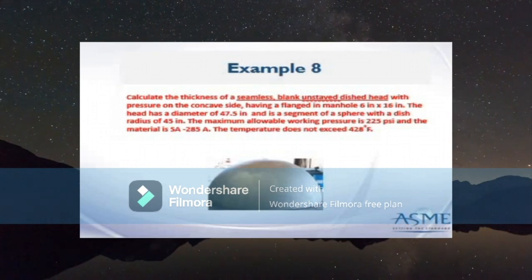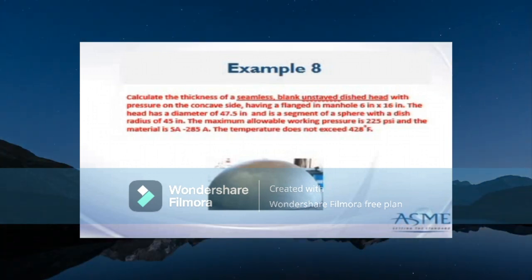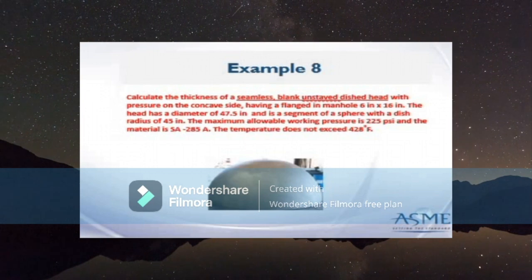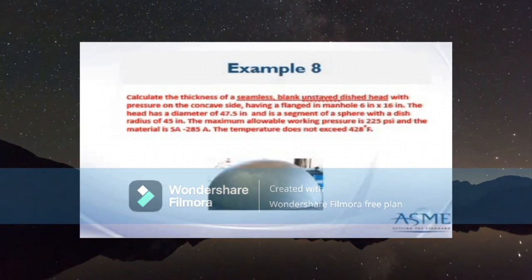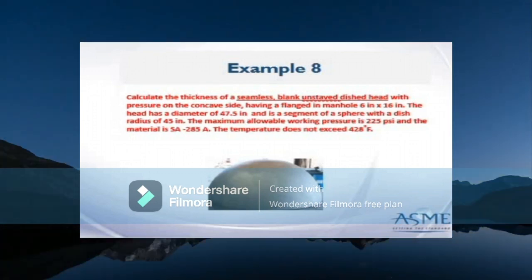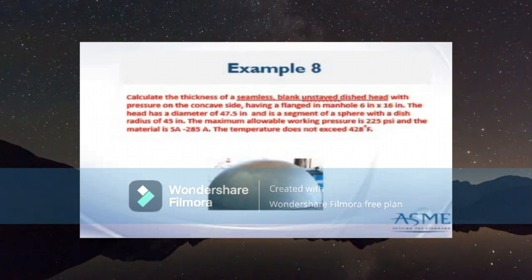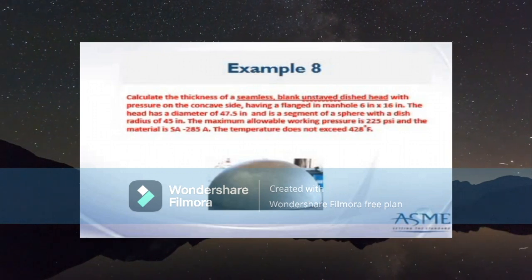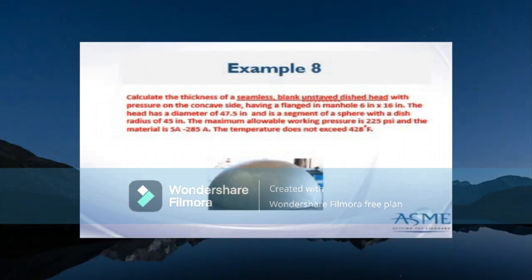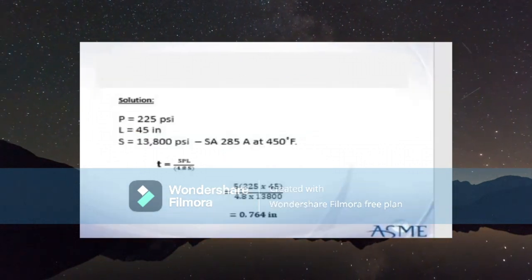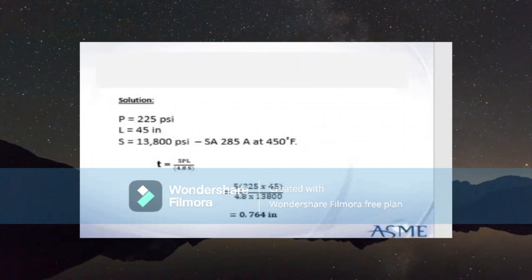Example 8. Calculate the thickness of a seamless, blank unstayed dished head with pressure on the concave side, having a flanged-in manhole 6 in × 16 inches. The head has a diameter of 47.5 in and is a segment of a sphere with a dish radius of 45 inches. The maximum allowable working pressure is 225 psi and the material is SA-285A. The temperature does not exceed 428 degrees Fahrenheit. The thickness of the seamless dished head is 0.764 inch.